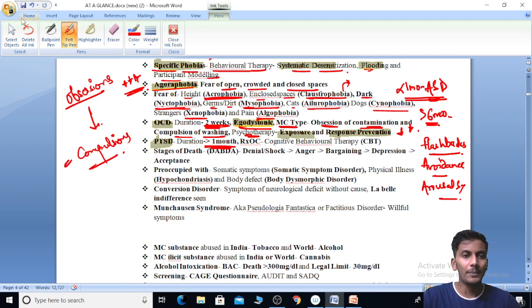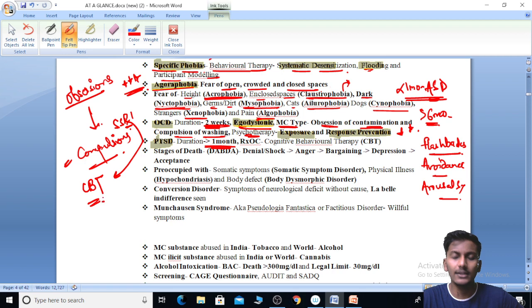What is the drug of choice for PTSD? So please remember, usually the drugs of choice for PTSD are your SSRIs or benzodiazepines. Yaad rakhna, ye important hai. Right, important one. Along with that, the treatment of choice. What is the treatment of choice for PTSD? So the treatment of choice for PTSD would be CBT, that is cognitive behavioral therapy. The drugs are not going to help much, okay? So the treatment of choice would be cognitive behavioral therapy. Important one, right? Now, moving further to the stages of death.